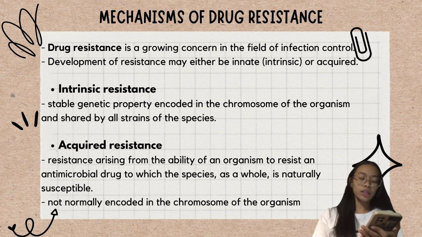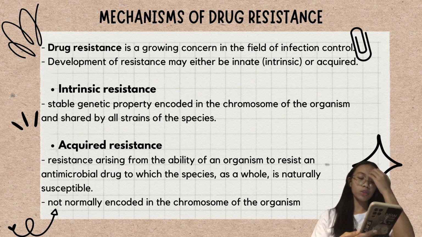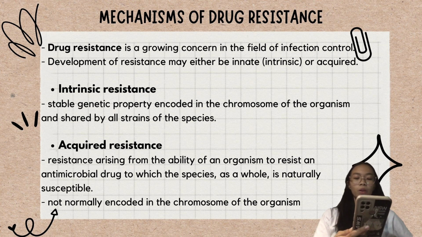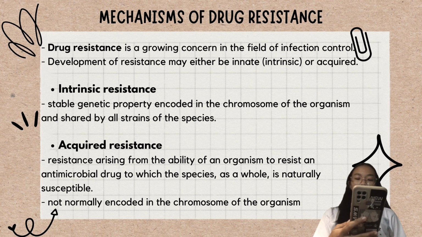Intrinsic resistance is a stable genetic property encoded in the chromosomes of the organisms and shared by all strains of the species. Acquired resistance is resistance arising from the ability of the organism to resist an antimicrobial drug to which the species as a whole is naturally susceptible, not normally encoded in the chromosomes of organisms.